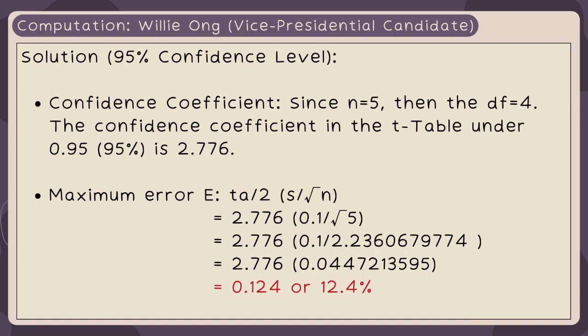2.776 quantity 0.1 over 2.23606797774. 2.776 quantity 0.0447213595599. Then 2.776 times 0.0447213595599. The answer is 0.124 or 12.4%.